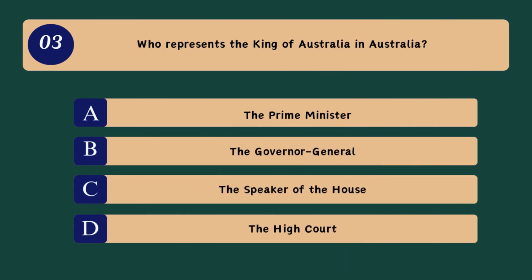Question 3. Who represents the King of Australia in Australia? A. The Prime Minister. B. The Governor-General. C. The Speaker of the House. D. The High Court.